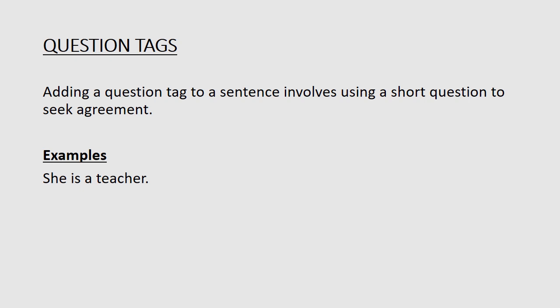She is a teacher. So add a question tag. Picture this scenario where you and I are talking. You know the person I'm talking about, and I'm not sure if she's a teacher, or maybe I think you know. So I say she's a teacher. Now I want to put it as a question. When I just say she's a teacher, it doesn't show that it's a question. So: she's a teacher, isn't she? So, isn't she?